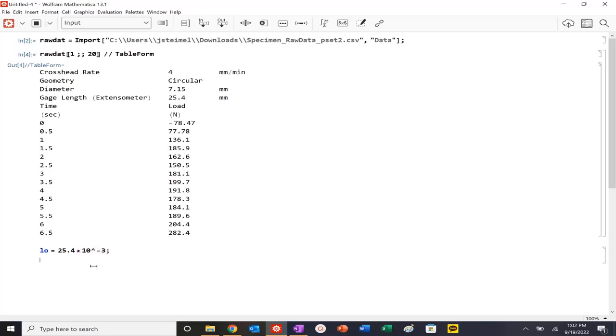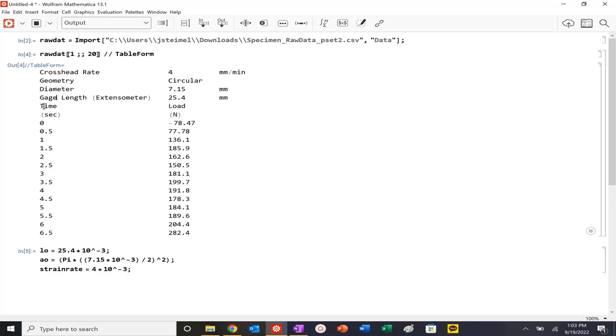Excellent. So let's start to look at our initial length, which is going to be that gauge length, 25.4 millimeters, converted to meters. My area, again, is going to be pi r squared, with the diameter 7.15 times 10 to the minus 3, and we're going to divide that by 2 and then square that. Pi r squared. Excellent. And our strain rate, again, is 4 millimeters per minute, so we can just do that: 4 times 10 to the minus 3 meters per minute. What else do we have here? All right, that's looking good so far.